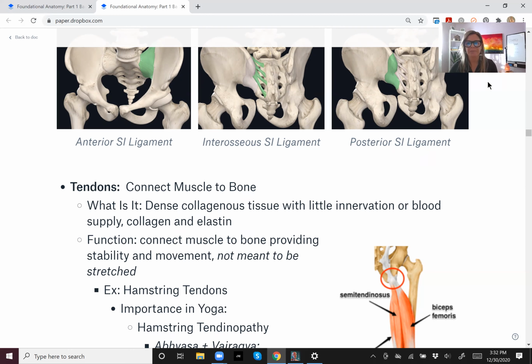So that ends this portion. In the next video, we will check out fascia.